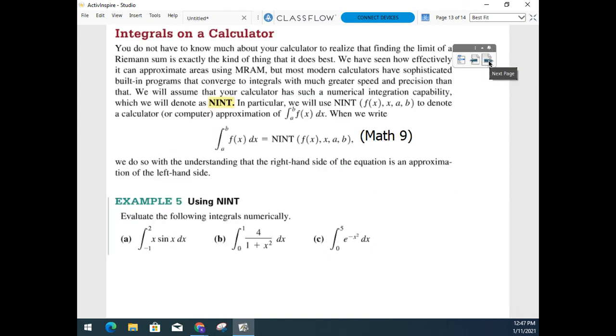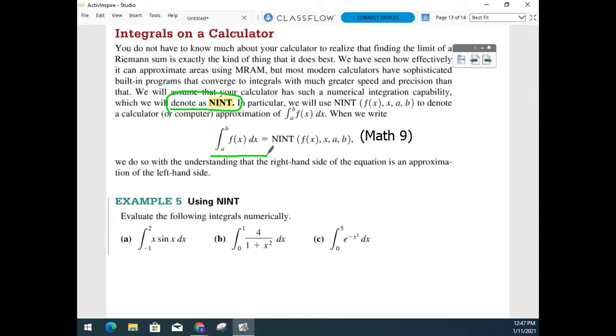Okay. So whenever you see something denoted as nint, it's just your calculator. And where the derivative was all about math 8, nint is math 9. So if you get your calculator out and push math 9, you're literally going to see this and you're just going to fill in the stuff.